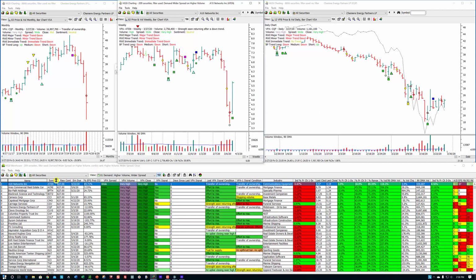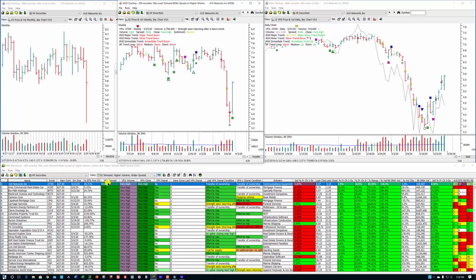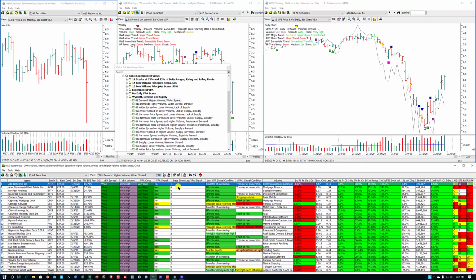So A10 Networks just happens to be at the top of the list. And what do we have here? We have a VPA spread, VPA volume, and VPA close, and they're wide, very high, very high. There's no VPA signal. This is a good example because the last signal was a transfer of ownership, and that would have been on Thursday. And before that, there was another transfer of ownership. So if A10 Networks meets these three requirements, it's going to show up here, and it's going to be driven to the top by the combo.